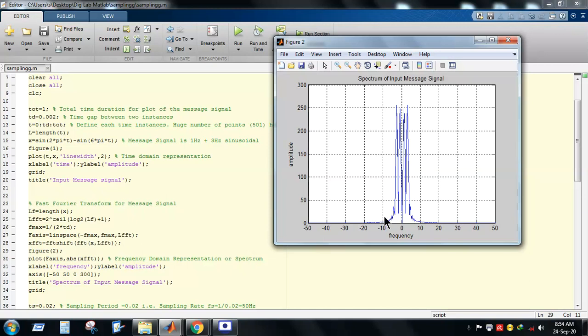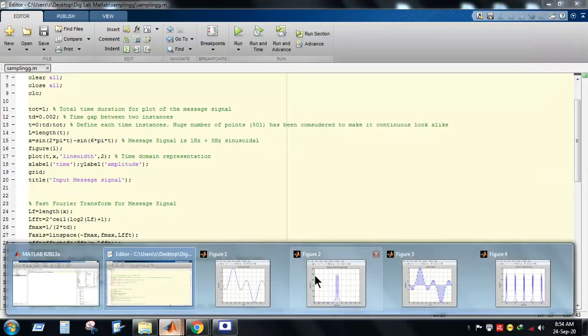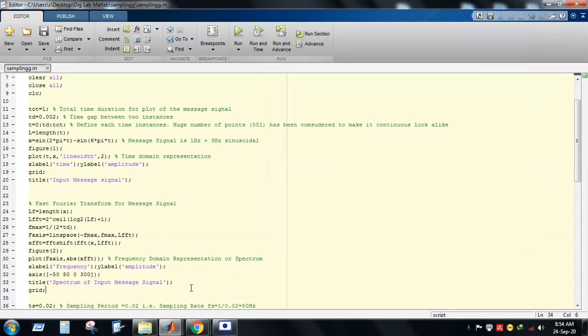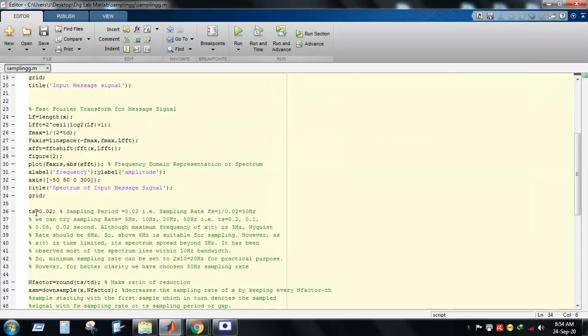Now, this one is basically the spectrum of the input signal. Now coming to the sampling value, this is basically the sampling period. Sampling rate fs equals 1 by 0.02, that means 50 hertz. So if you set ts equal to 0.02, the corresponding sampling rate is 50 hertz. As already mentioned, we can try sampling rates of 5 hertz, 10 hertz, 20 hertz, 50 hertz, for corresponding ts equal to 0.2, 0.1, and so on.